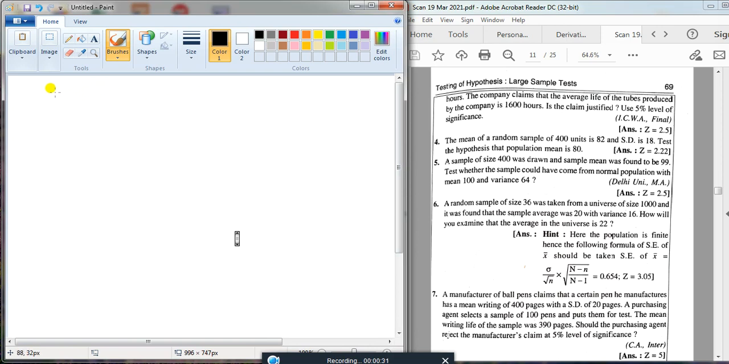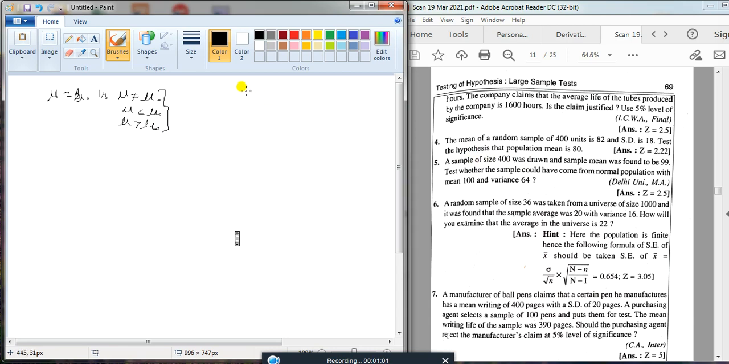Now I am continuing with the large sample test. So in the large sample test, firstly we discussed that population mean mu is equal to mu 0 versus mu is not equal to mu 0, or mu is less than mu 0, or mu is greater than mu 0. Now for this exercise I am considering one question. So let me have this question. A sample of size 400 was drawn.